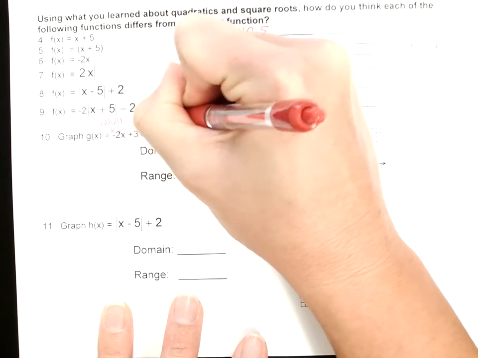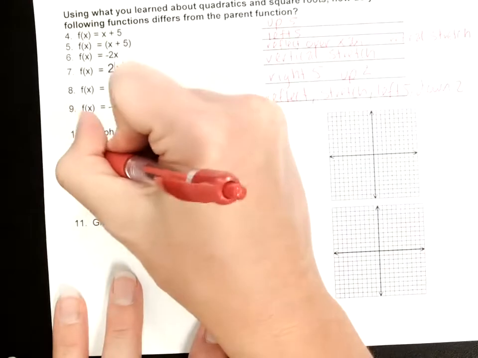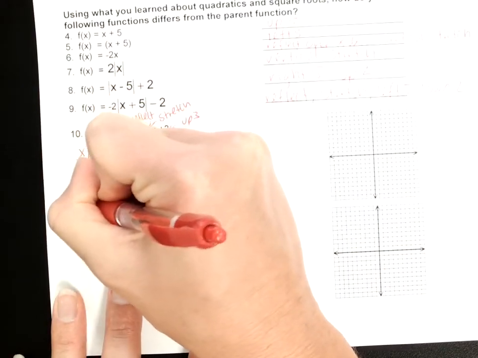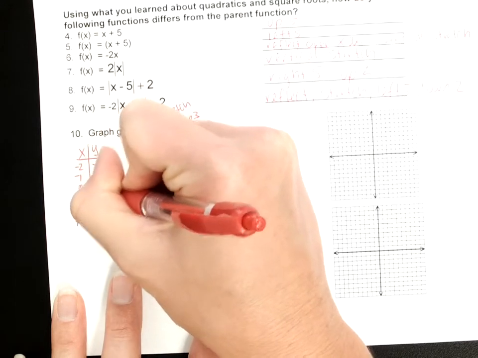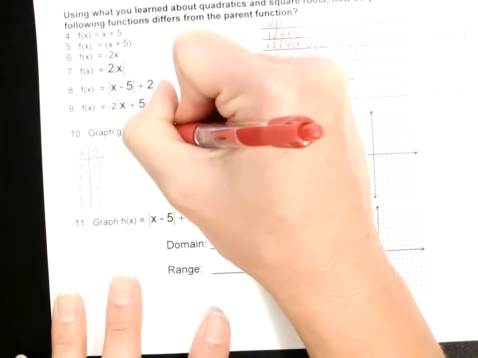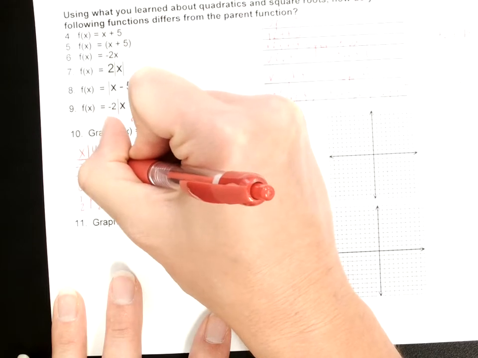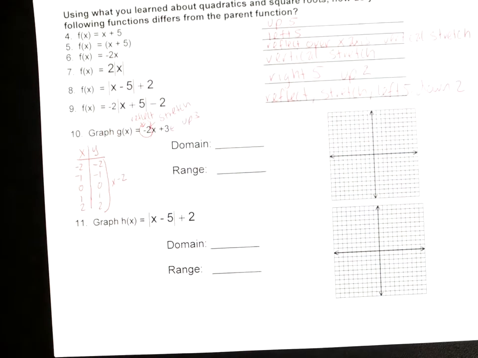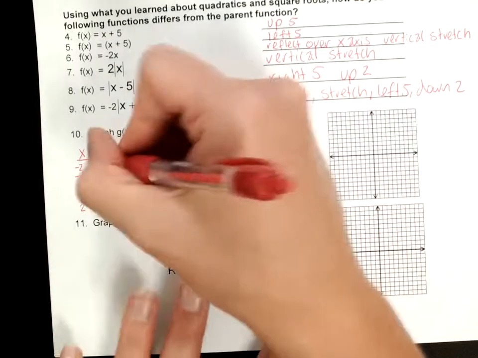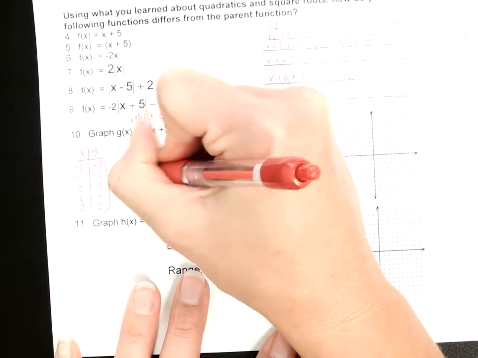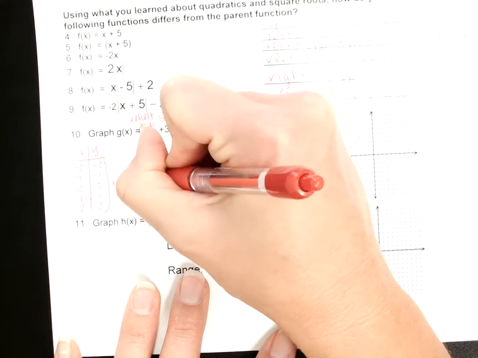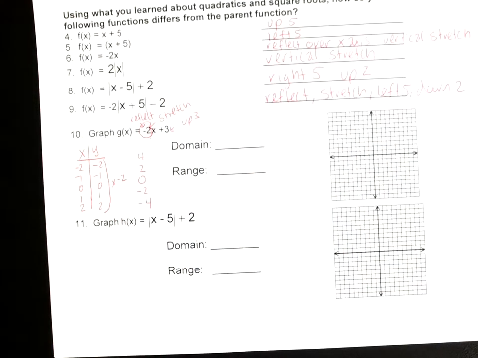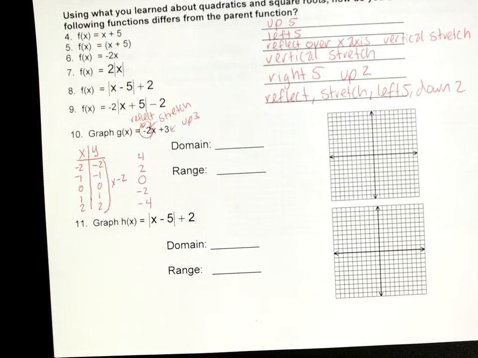+3, up 3. So again, I'm going to draw my table of values over here. -2, -1, 0, 1, and 2. Remember, this -2 in front is going to multiply all of these numbers by -2. When I do that, that makes my new y values a 4, a 2, 0, -2, -4. I like to use those to help me graph the rest of this.